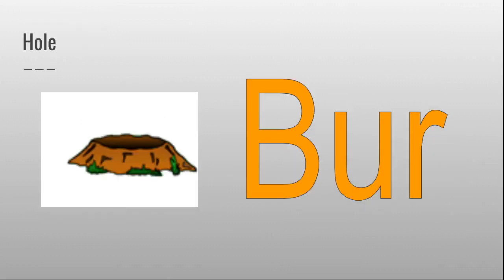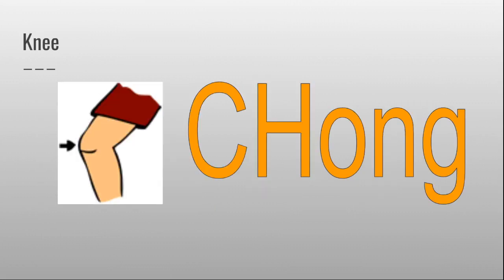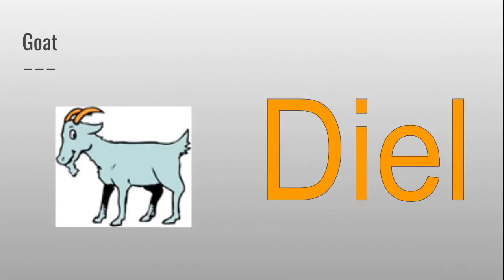Bor. That's a whole. Chong. Most of the time the C and the H will be together. Ch. Chong. DL. That's D. DL. And that's a goat.